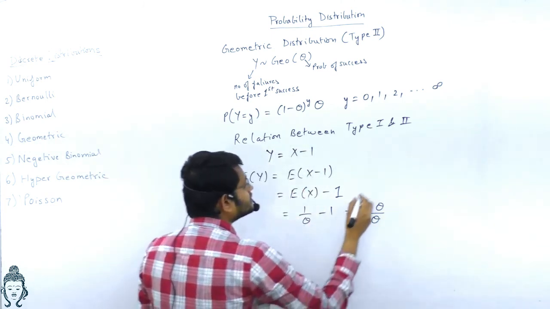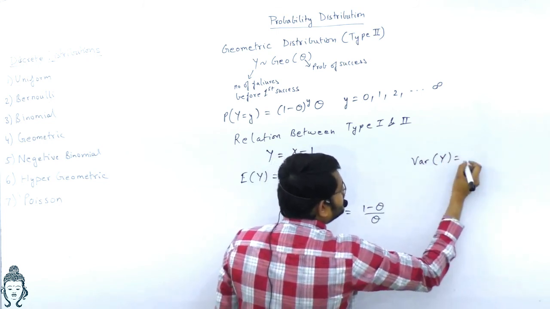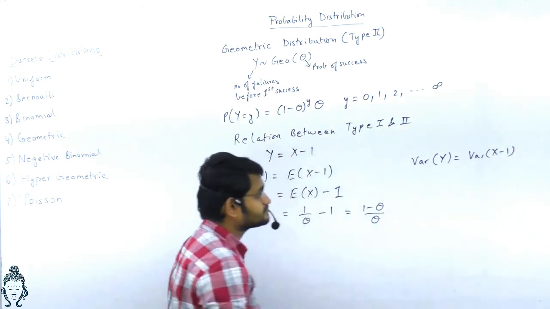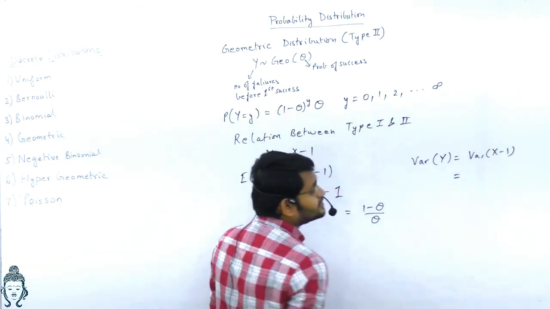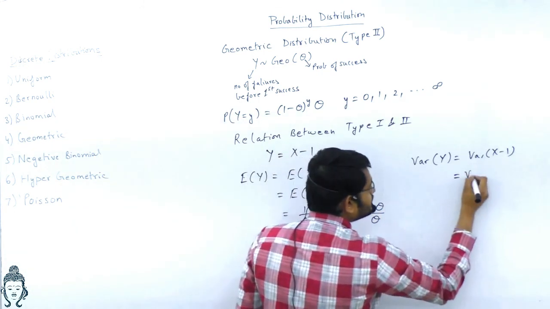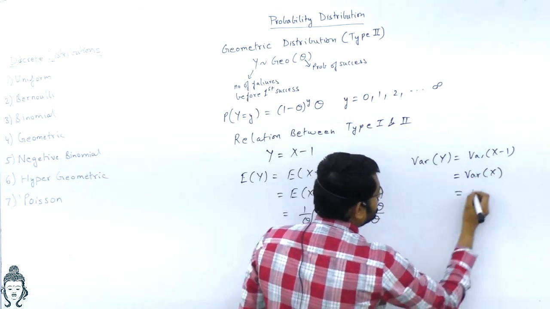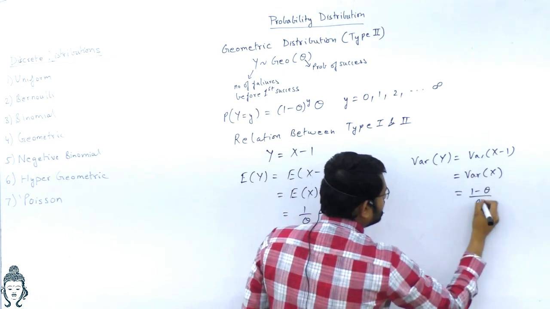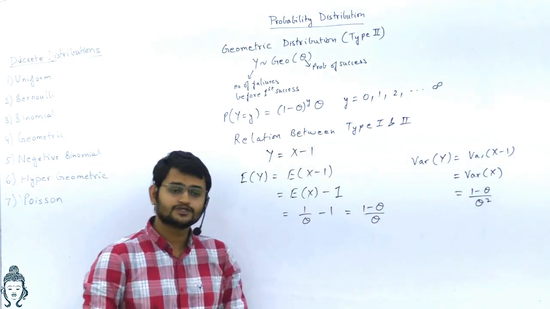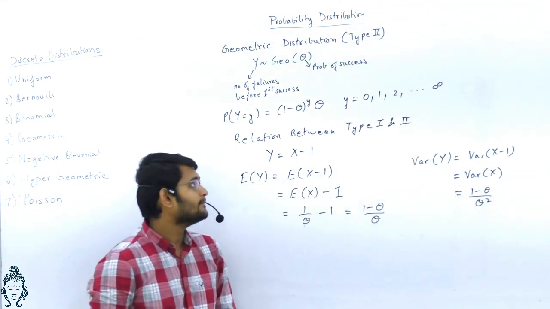Then what about the variance? Variance of y can be written as variance of x minus 1. Variance of a constant is 0. So this becomes variance of x, which is (1 minus theta) upon theta square. So the variance of type 1 and type 2 is going to be the same. The expected value of type 2 is going to be (1 minus theta) by theta.